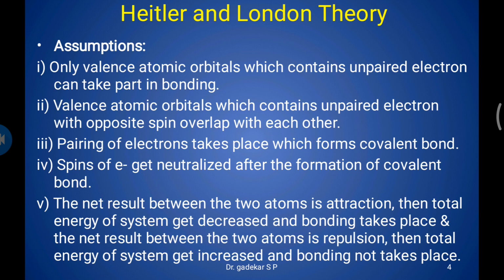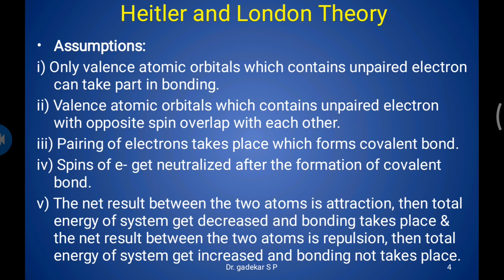Third assumption: pairing of electrons takes place, which forms a covalent bond. One electron pairs with the other electron with opposite spin to form a covalent bond. Fourth, the spins of the electrons get neutralized after the formation of the covalent bond.